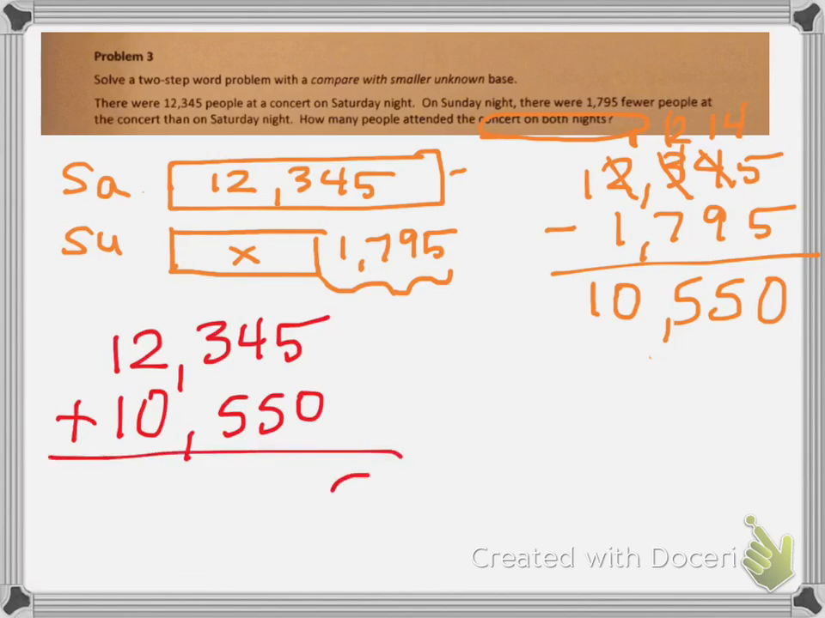5 plus 0 is 5. 4 plus 5 in the tens place is 9. 3 plus 5 in the hundreds place is 8. There's my comma. 2 plus 0 is 2. 1 plus 1 is 2. So my total is 22,895 people attended the concert on both nights.